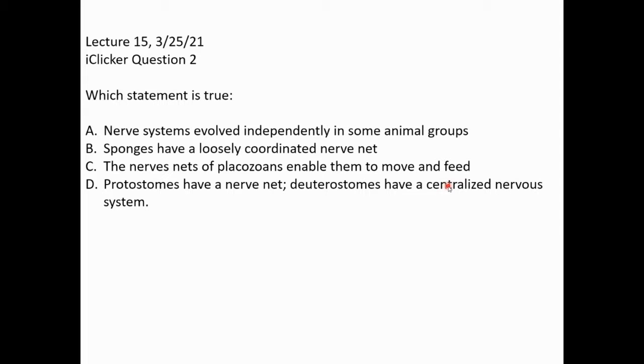Oh no, I put E because I saw it was the last choice. Okay, well, anyway, so the correct answer is nerve systems evolved independently in some animal groups. It's actually 3 animal groups. So A is correct. 39% of you got it correct. Okay, righty ho.